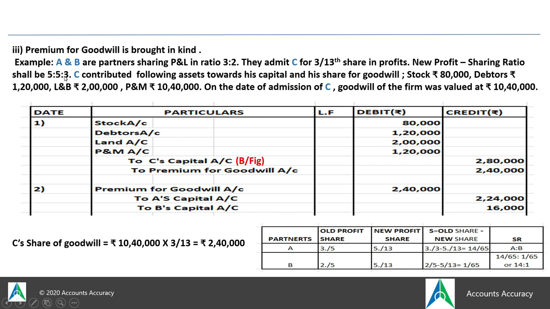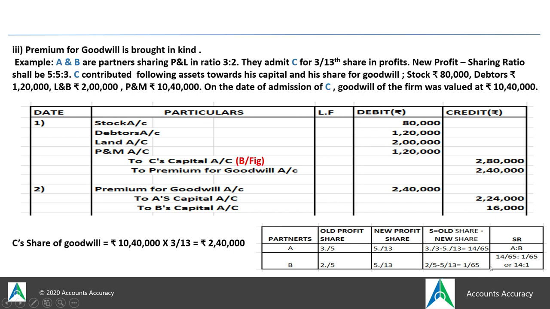For finding out the sacrificing ratio, we need to deduct the new ratio from the old ratio. The new ratio is 5:5:3 and the old ratio is 3:2. A's old share is 3/5 and new share is 5/13. So from 3/5 we deduct 5/13 and we get the sacrifice as 14/65. Again, the old share of B is 2/5 and new share is 5/13. So from 2/5 we deduct 5/13 and we get the sacrifice of 1/65.